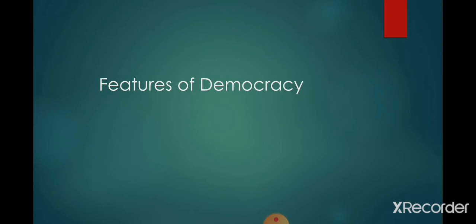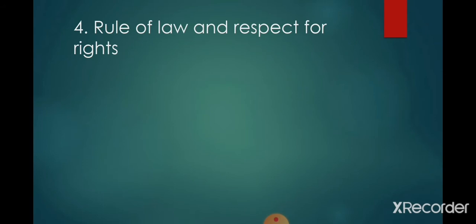So today we are again dealing with the features of democracy. Last week we discussed different features of democracy. Let's recall: major decisions by elected leaders, free and fair electoral competition, one person, one vote, and one value. These features were discussed last week. So let's move on to the new feature of democracy, that is, rule of law and respect for rights.